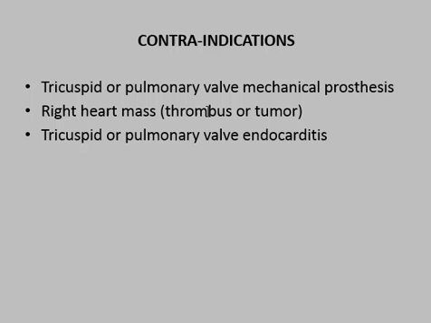Contraindications are intuitively obvious. If you have a mechanical valve in the tricuspid or pulmonary valve, you can understand how it's unwise to insert any tube across the moving valve leaflets. If the catheter gets jammed, you've got problems. If you have a right heart mass, a thrombus or a tumor, you run the risk of dislodging it. And if you have a tricuspid or pulmonary valve endocarditis, in fact, if you have any serious infection in the intracardiac chambers, or in fact, if you have any serious infection, you generally do not do any invasive procedure.